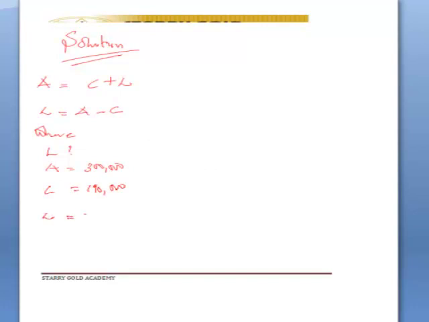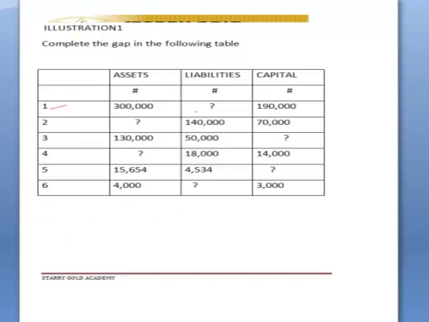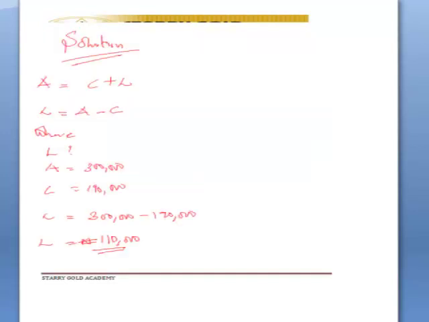L equals 300,000 minus 190,000, and L will equal 110,000 naira. So here L is 110,000. Okay, question number 2.